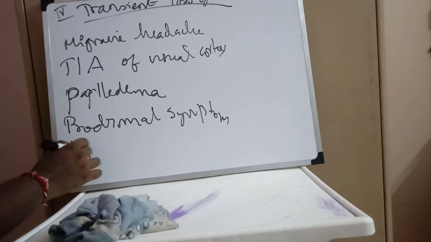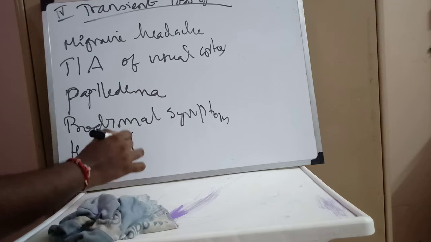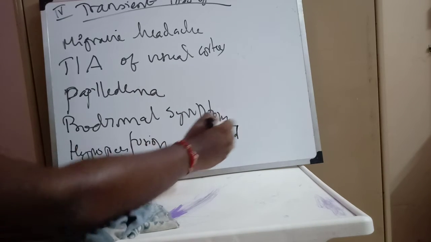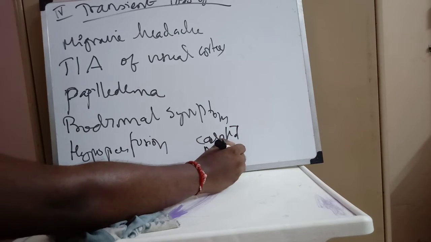There can be a hypoperfusion of the retinal arteries also. Hypoperfusion of the retinal artery is seen in cardiac failure, it is seen in anemia, and also it is seen in hypotension. Then carotid artery disease, and also atherosclerosis.